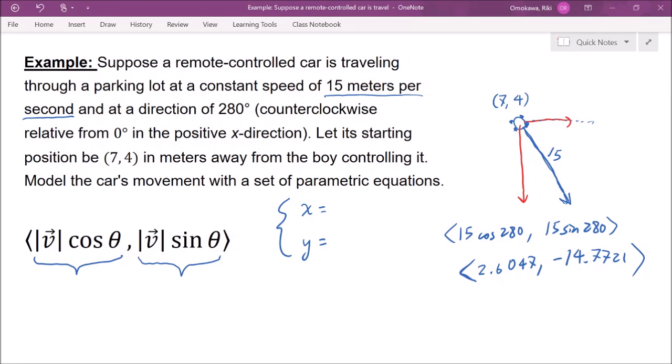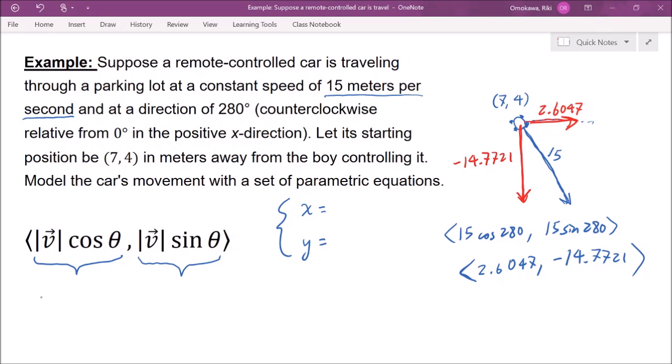So now we have taken the vector they've given us, essentially, and we figured out that this velocity can be broken into 2.6047 meters per second going that way, and negative 14.7721 meters per second going this way. And now the equation's easy in the sense that it's the same as what we did in the previous problem.